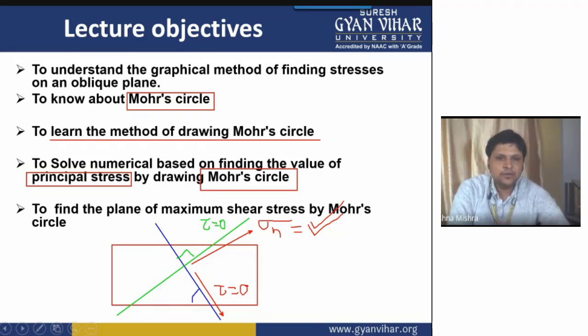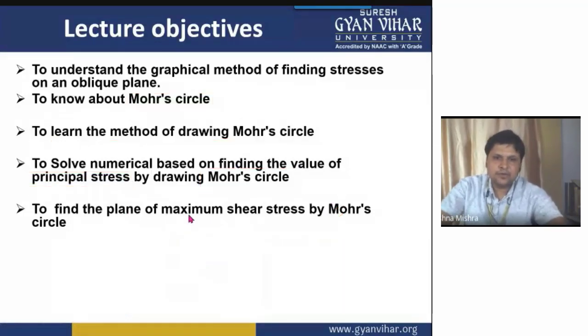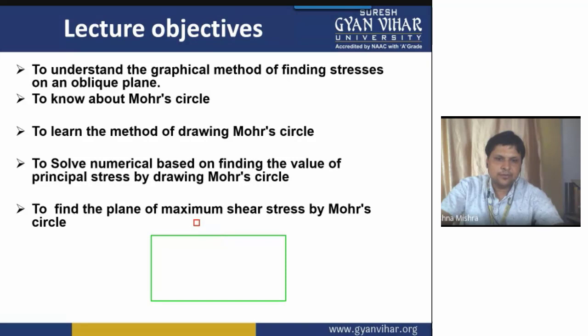You will get two principal planes, and the value of normal stress along these principal planes is your principal stress. The one with the maximum value, students, will be the major principal stress, and the one with the minimum value will be known as the minor principal stress. We are going to calculate the principal stresses also with the help of the Mohr circle. Apart from that, we will also find the plane of maximum shear stress.